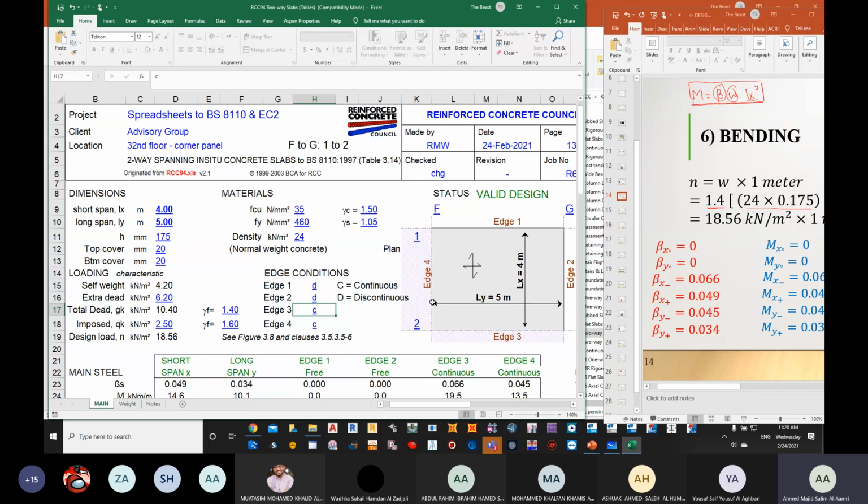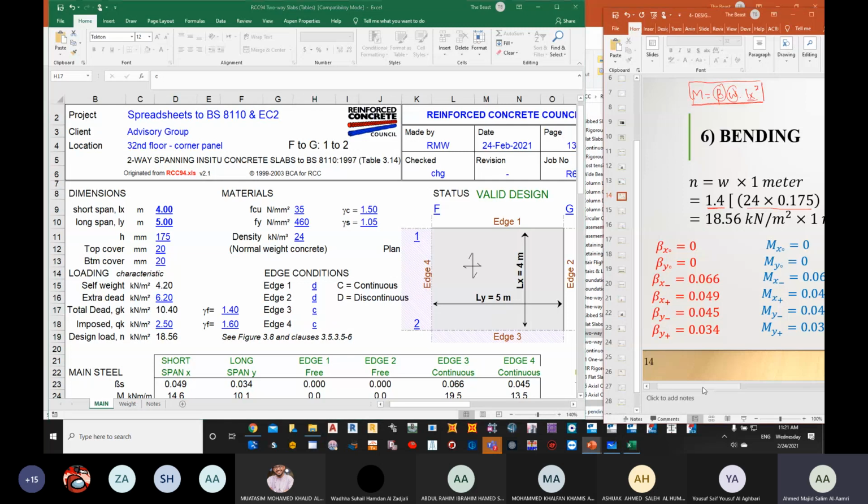Now for edge number 2, you will see that it's discontinuous. Since it's discontinuous, moment is 0. Since moment is 0, the coefficient is 0. So that's why you can see it as 0 here. Now you can see further that edge number 4 is continuous. It corresponds to y and it's at the support, so it's a negative y. So edge number 4 has 0.045, and our y negative is 0.045. Okay, now we have got our coefficients.